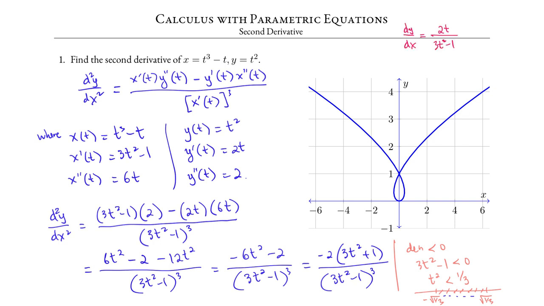For increasing and decreasing, we would look at the first derivative. Notice that this first derivative is 0 when t equals 0, when the denominator is not 0 but the numerator is 0. And so when t equals 0, we have a horizontal tangent line. For t less than 0, the first derivative is negative, indicating that the curve is decreasing. For positive t, the curve is increasing because the first derivative is positive.